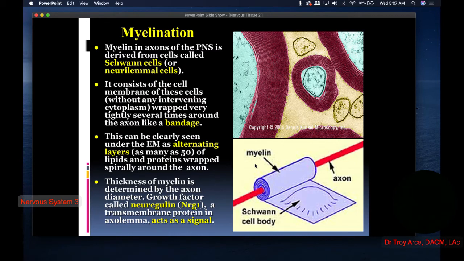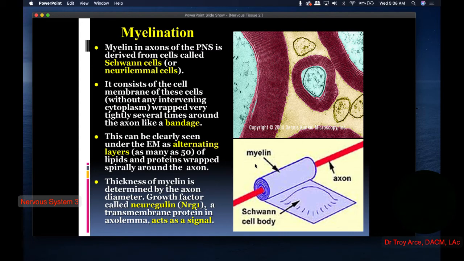We have myelination. So it's important to understand that myelin in axons of the peripheral nervous system is derived from cells called Schwann cells. Here we go again, right? It consists of the cell membrane of these cells without any intervening cytoplasm, wrapped very tightly several times around the axon like a bandage. And this could be clearly seen under the electron microscope as alternating layers, as many as 50, of lipids and proteins wrapped spirally around the axon.